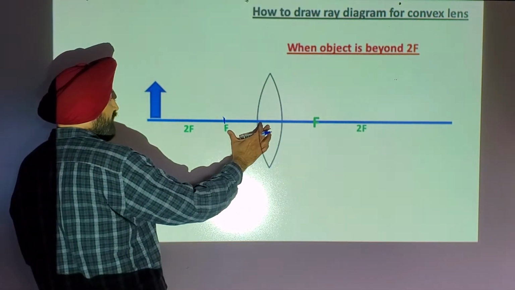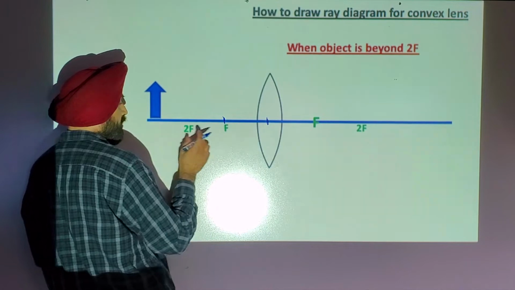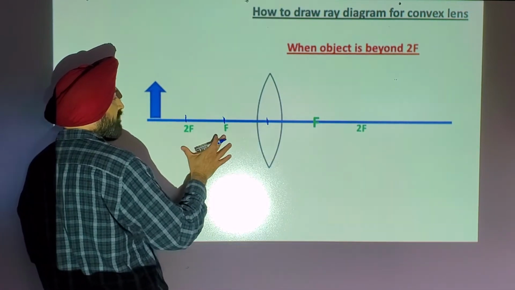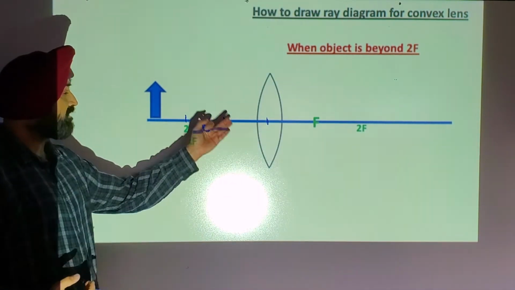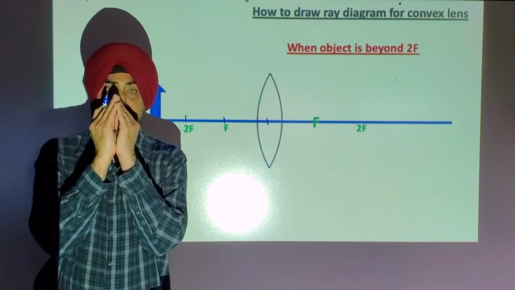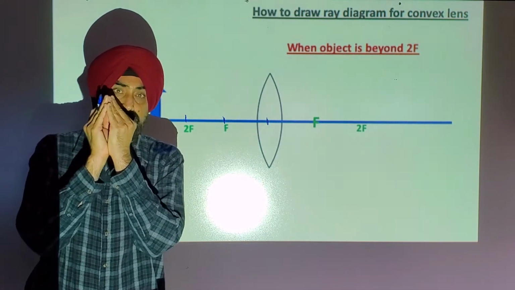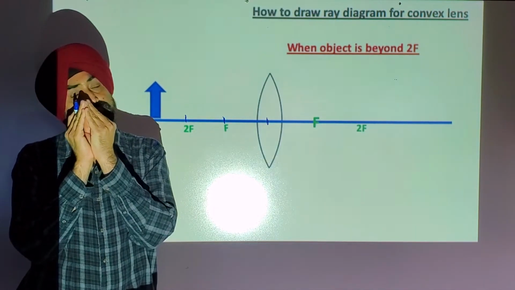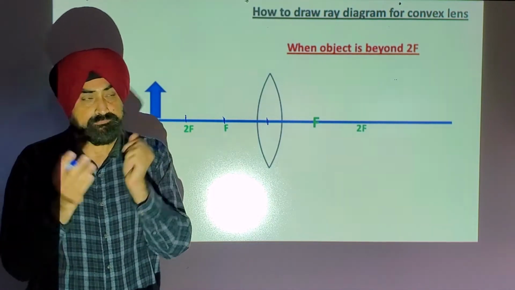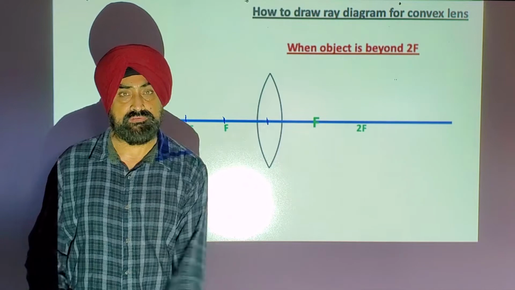For example, if this is 10 centimeters from here, then this should be 20 centimeters. Now the focal point is on both sides because the lens is convex; it is transparent on both sides. So there will be a focal point on both sides. So I mark F here and 2F here.